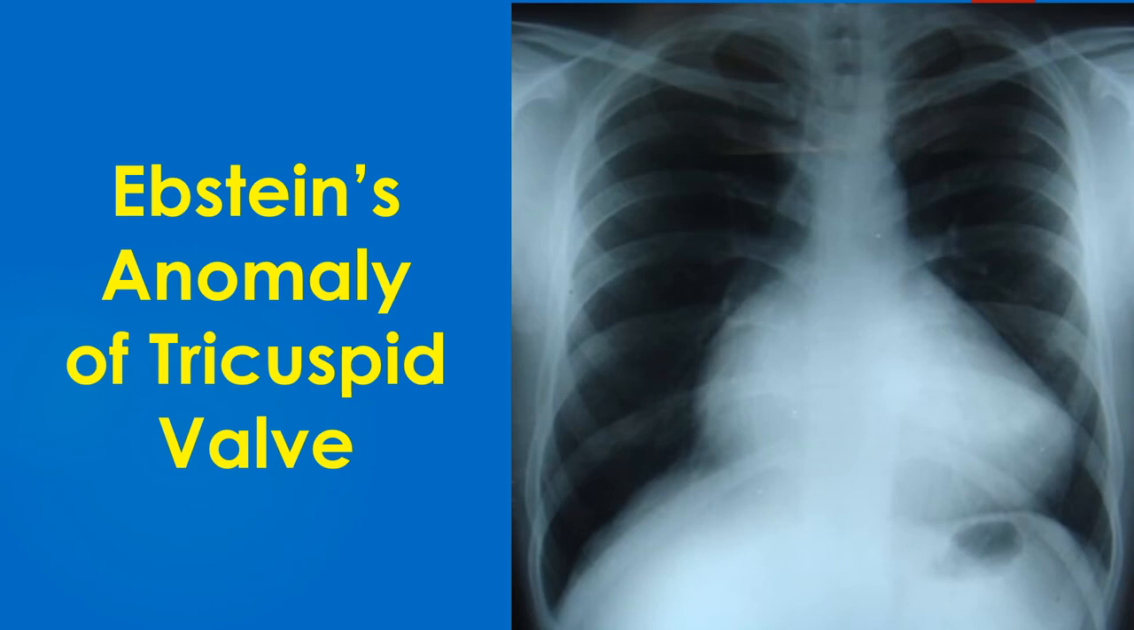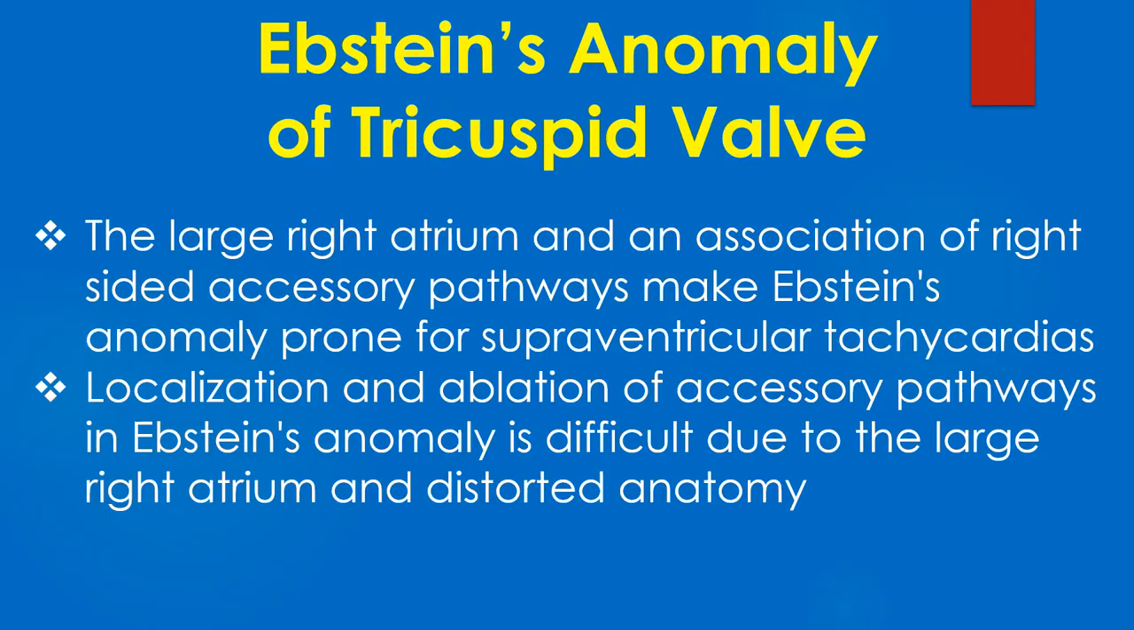Cardiomegaly with relative oligemia of the lung fields and reduced cardiac motion can produce a stenciled out appearance in Ebstein's anomaly. The large right atrium and an association of right-sided accessory pathways make Ebstein's anomaly prone for supraventricular tachycardias. Localization and ablation of accessory pathways in Ebstein's anomaly is difficult due to the large right atrium and distorted anatomy.